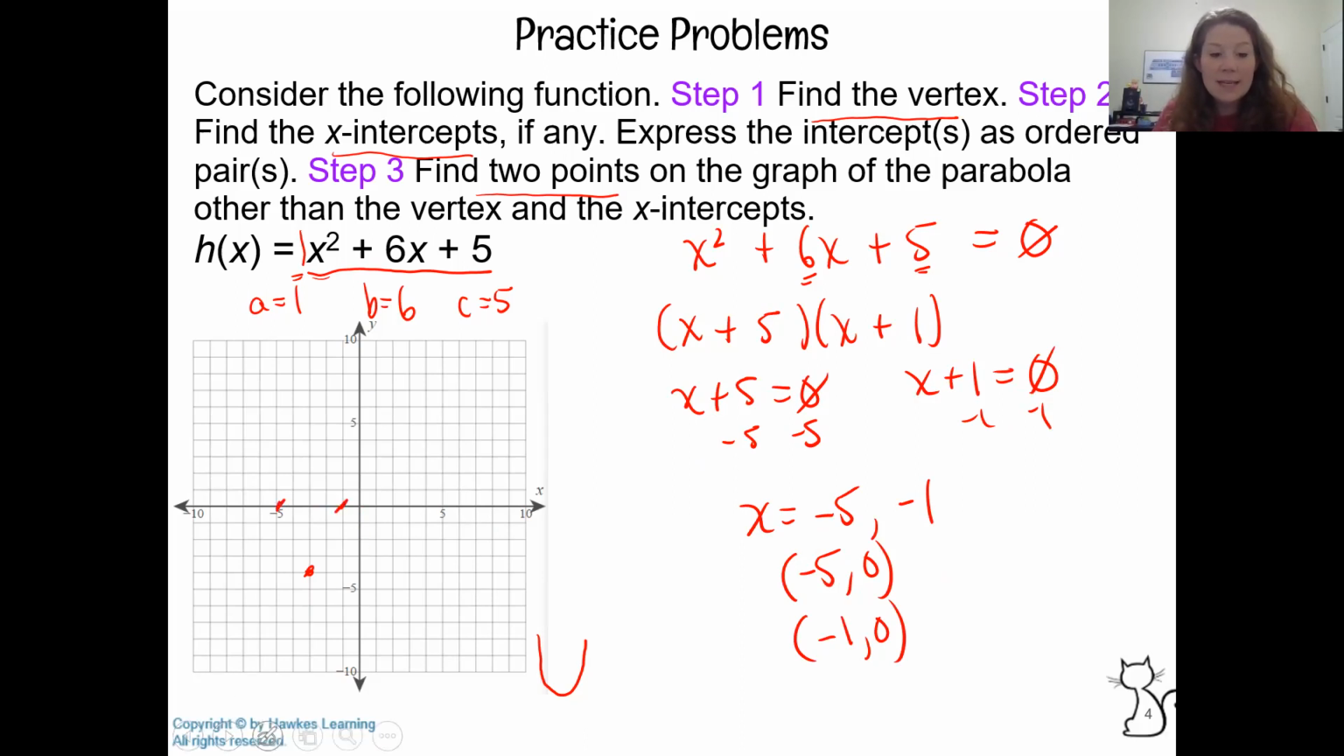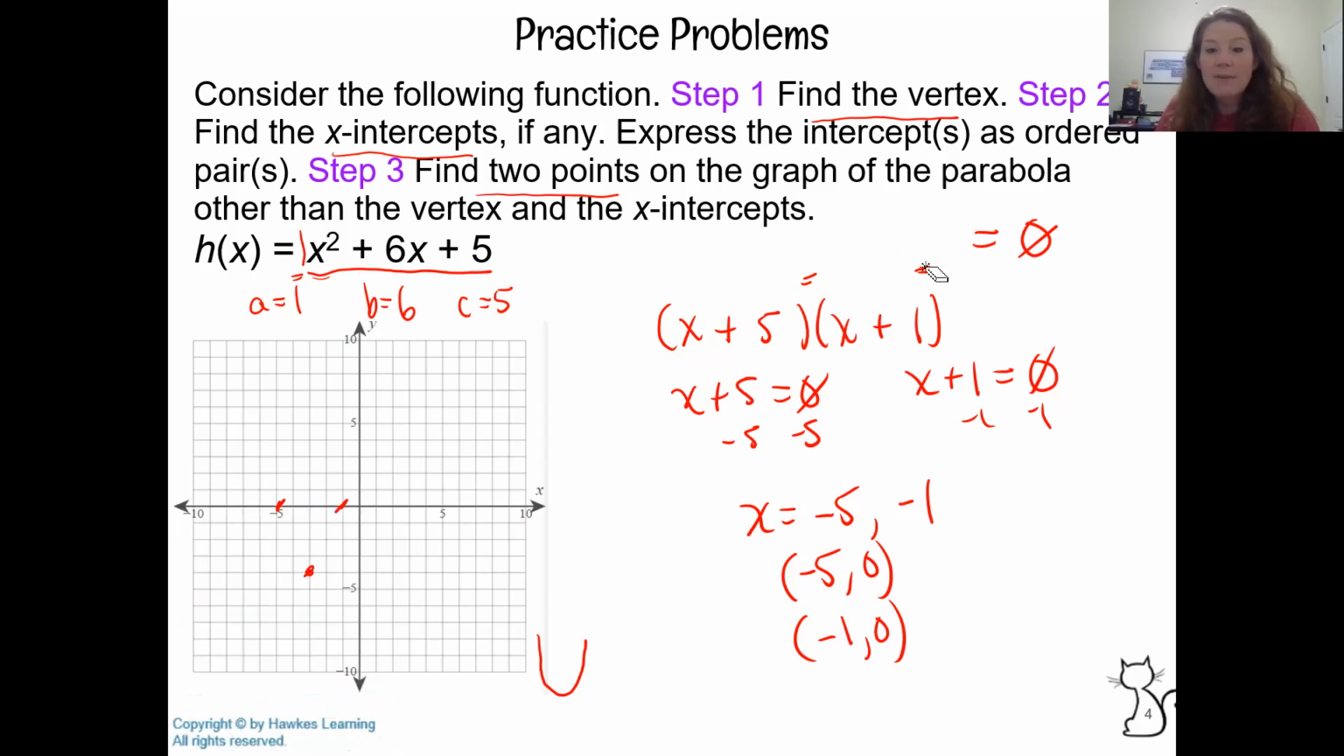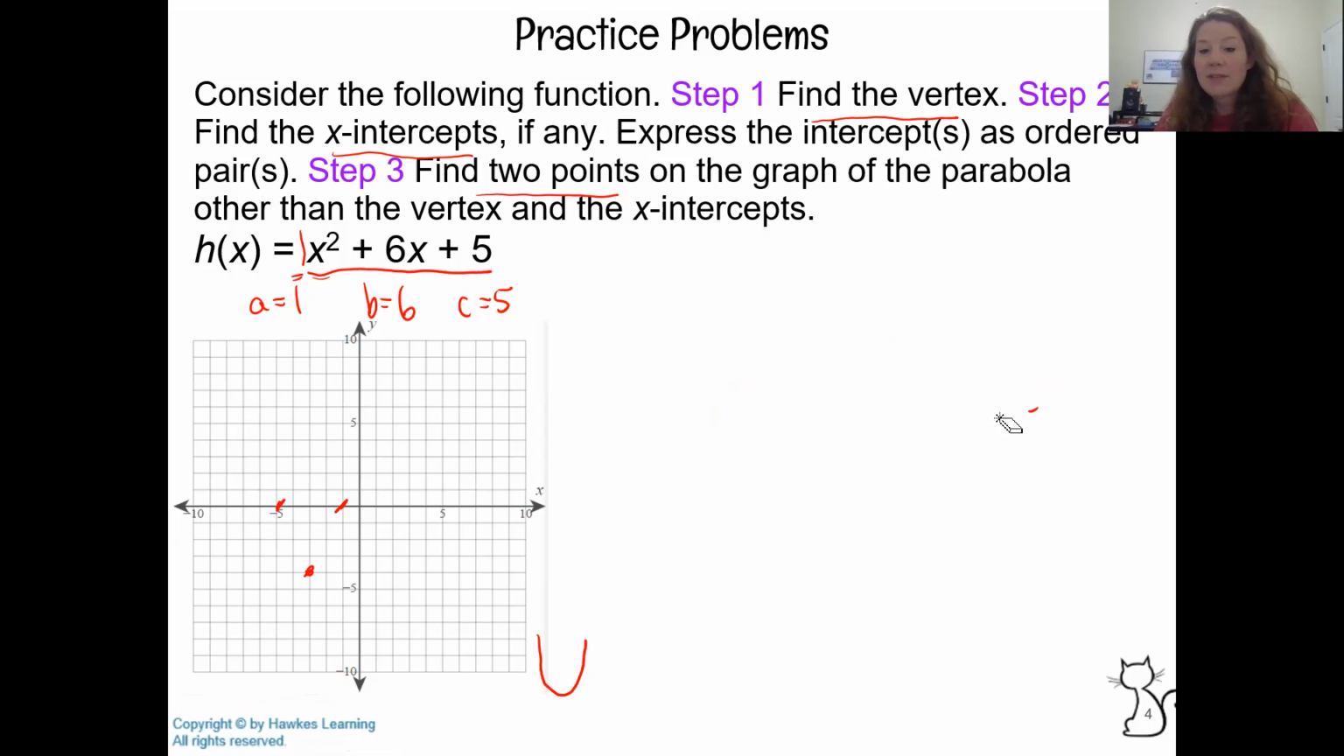And now the last thing I'm going to do is find 2 points besides my vertex and my x-intercepts. So I'm going to get rid of all this. Erase everything really good. If I leave any points on the board, I know it drives OCD people crazy. So I try not to leave any points on the board.